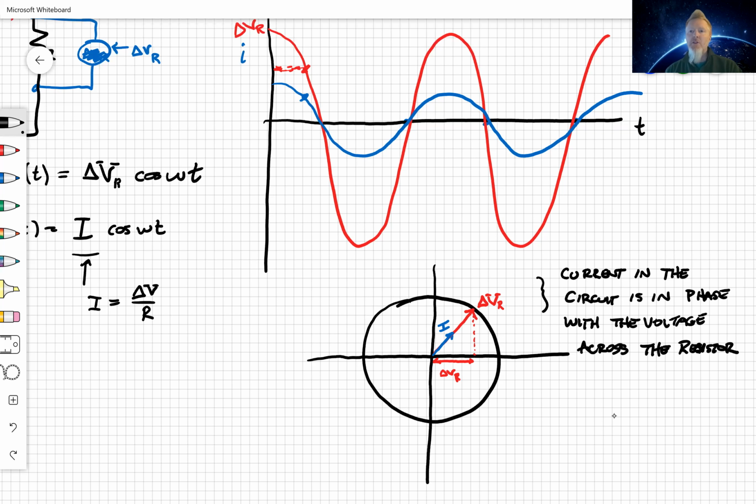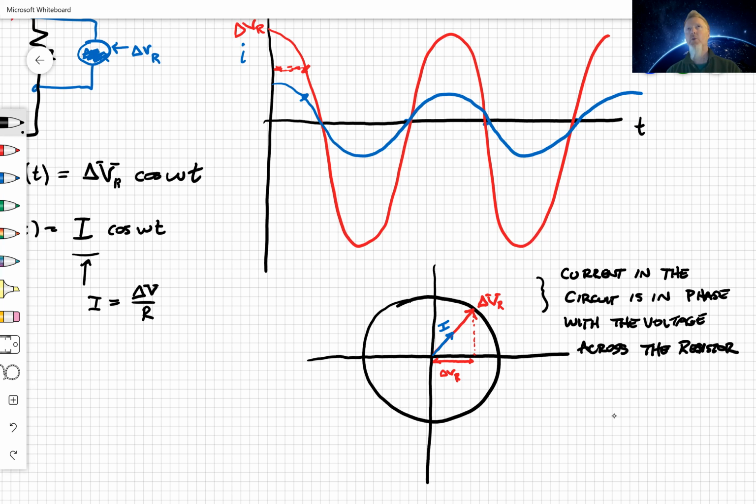Resistor. Okay. So that's something we can take to the bank. Every time we have a resistor in an AC circuit, and we want to measure the current, we can just measure the voltage across it and divide by R. Because that'll give us what the current is in the circuit at that point.